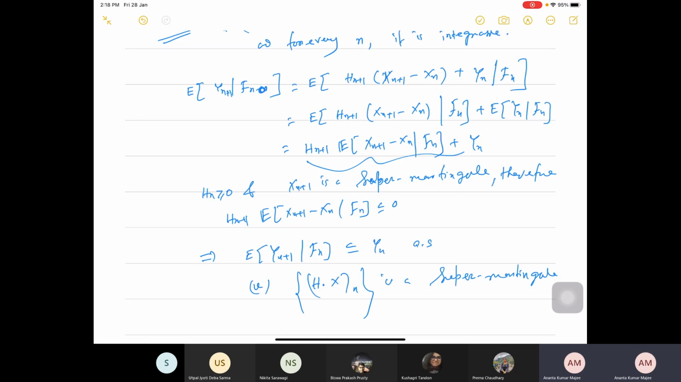Now if it is a martingale, then this part is actually 0: the expectation of x n plus 1 minus xn given Fn is equal to 0. So you exactly have y of n. Hence, for the martingale case, you don't need the condition that h of n is greater than or equal to 0. The non-negativity condition you don't need. You need it only for the submartingale case, because there this part should be positive, hence this thing is greater than or equal to y of n almost surely, and hence h dot x should be a submartingale.